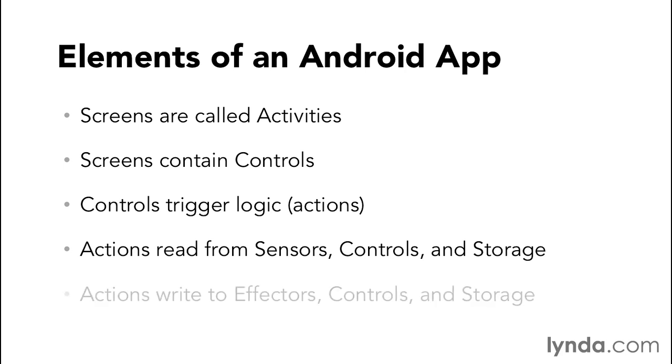Actions can write to effectors, things like the haptic motor inside your device to make it buzz in your hand, the headphones or speakers to make it do some kind of a sound. They can also write to other controls so that you can tap on one button, which may enable a checkbox or make a control which was previously hidden visible. And of course, actions can also write to storage. You can save data that the user's typed into a text box. You can record someone's voice and save it to a file. You can take a movie, all those sorts of things.